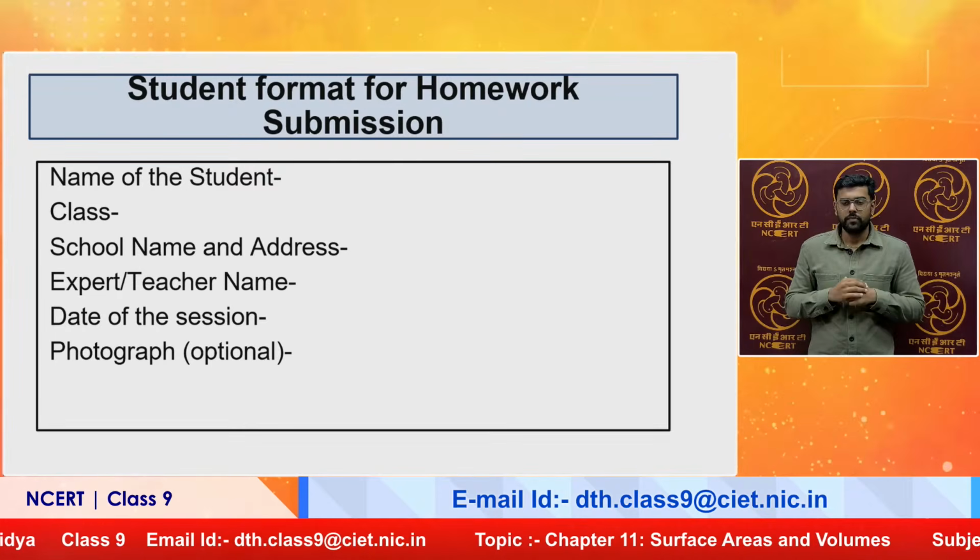Please send your homework on this particular format and on this particular email ID, which is dth.class9@ciet.nic.in. So I am sure, ma'am, we are going to receive a lot of answers.